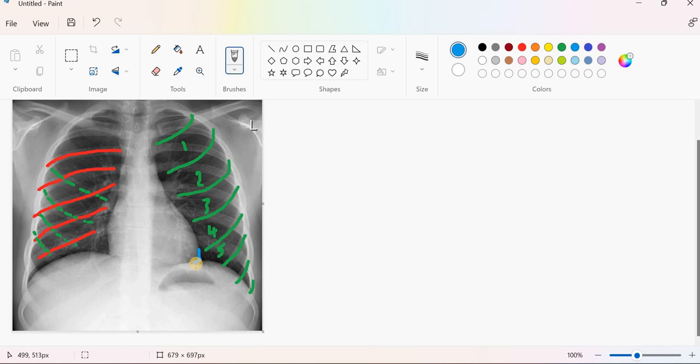It is not shifted down, because it might be shifted down in case, for example, of left ventricular hypertrophy or dilatation. So it is mandatory for each student to know how to count the ribs.